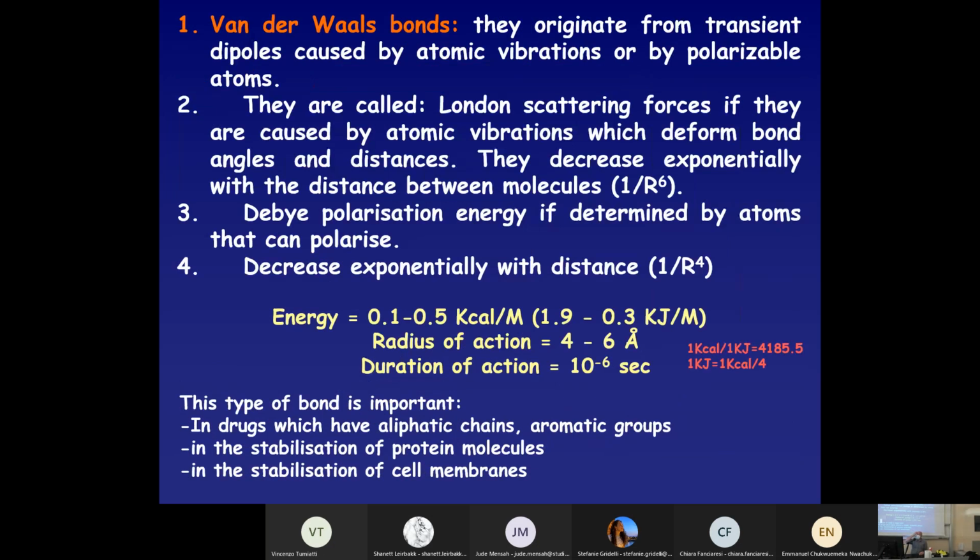Van der Waals bonds originate from transient dipoles. The electronic clouds can have different electron density, and so you can have a positive part of one cloud and a negative part of another cloud, and they interact, the positive part of a cloud with the negative part of another cloud. You know? Very weak, yes. They decrease exponentially with the distance. So it is important, the distance of the molecules from the target.